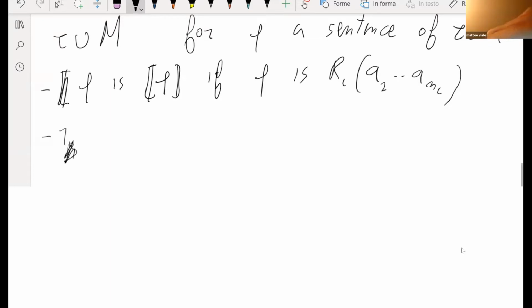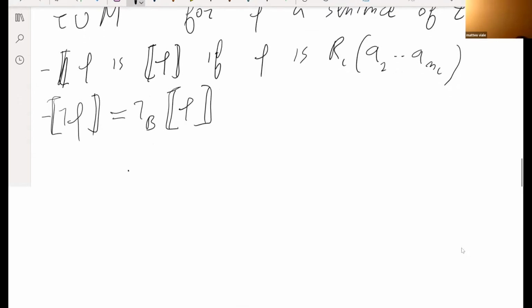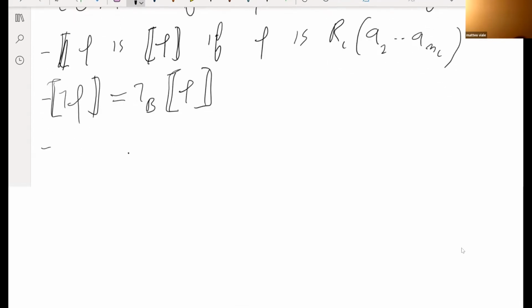So if I have not phi, the Boolean value, well, I can use the operation on the Boolean algebra, and there's no problem. And similarly for the conjunction and implication. The relevant case is the existential case. So for there exists x phi(x, a), in this case we let it be the sup over a in M of the value of phi(a).